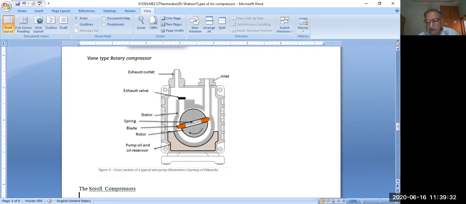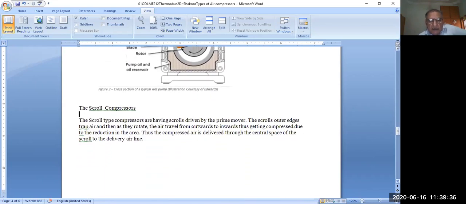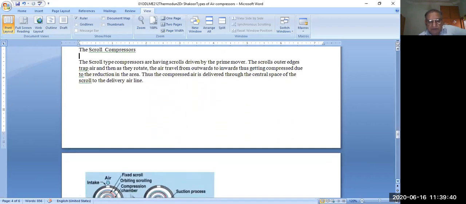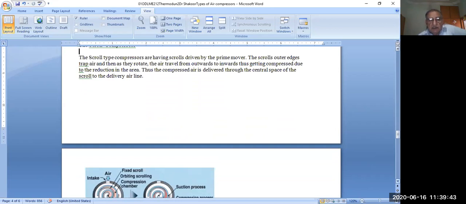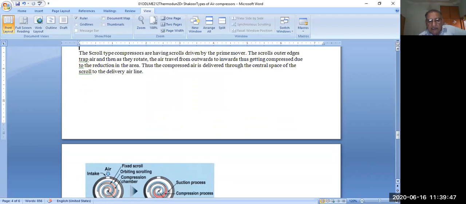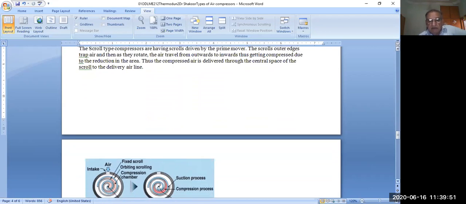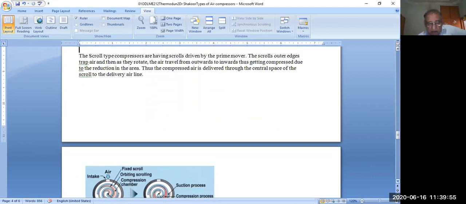Another diagram, only a two-vane rotary compressor is shown here. And next is the scroll compressor. The scroll type compressors have scrolls, like a spiral, shown here. One scroll is fixed, and the other scroll is rotated by a driver. The scrolls' outer edges trap air, and then as they rotate, air travels from outward to inward, thus getting compressed due to reduction in the area. Thus, the compressed air is delivered through the central space of the scroll to the delivery head.